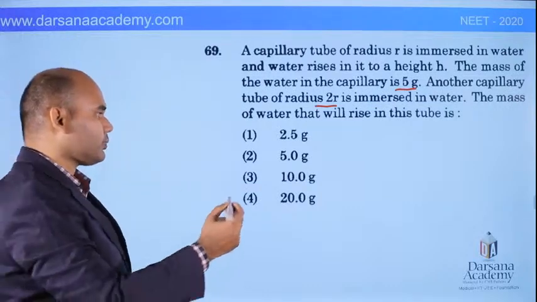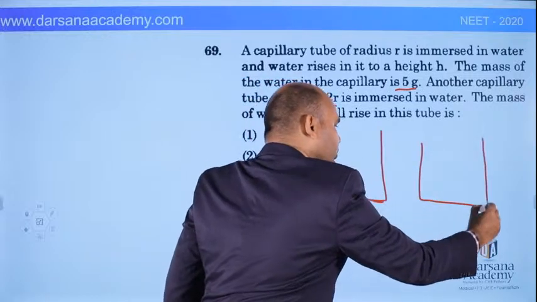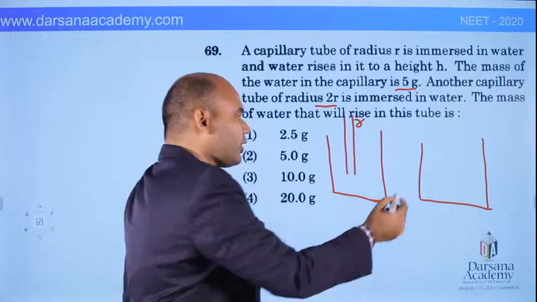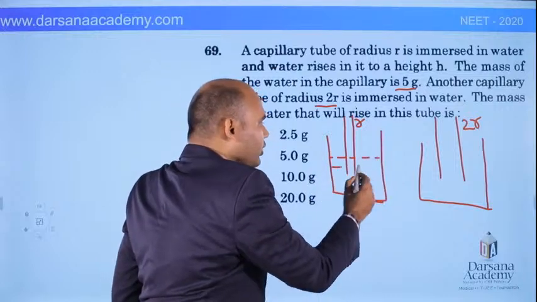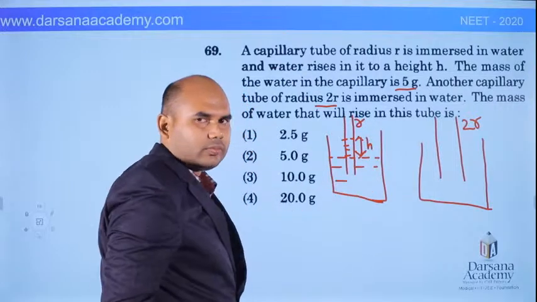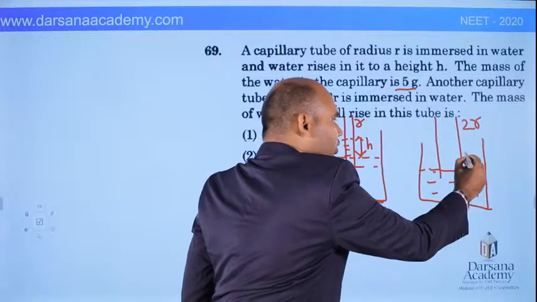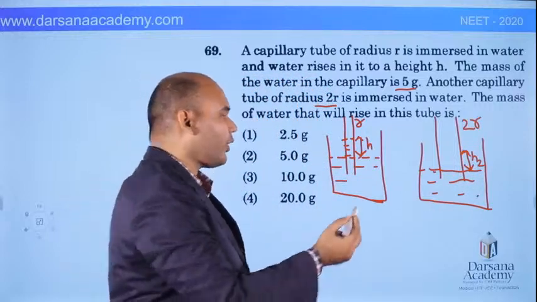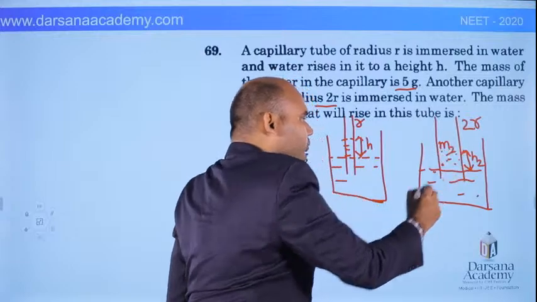So there are two setups. Let us suppose this was the first part, and this one the second. Here there is a tube and the radius is r. There is another setup here. Radius is 2r. The height of the water level inside the tube above this surface is given as h. Okay. So next, here again the same setup. So the height is unknown. Say h2. Okay. So you have to find what will be the mass of water in this second tube. Say mass is m2. Clear?